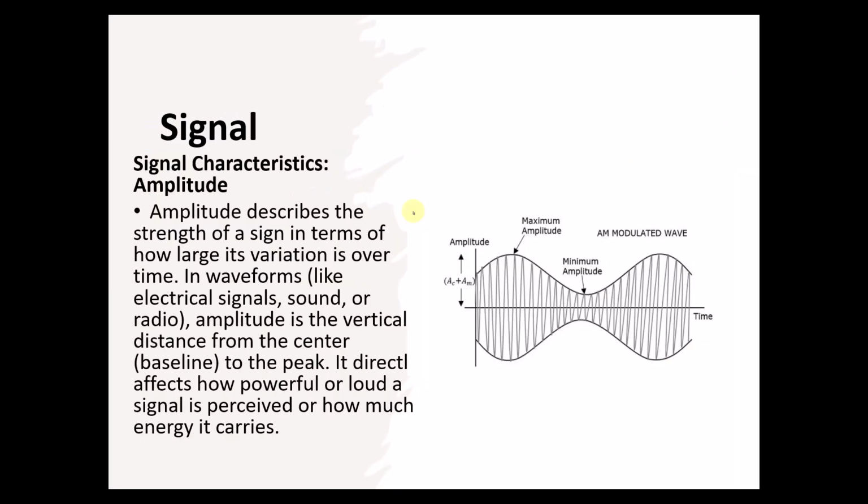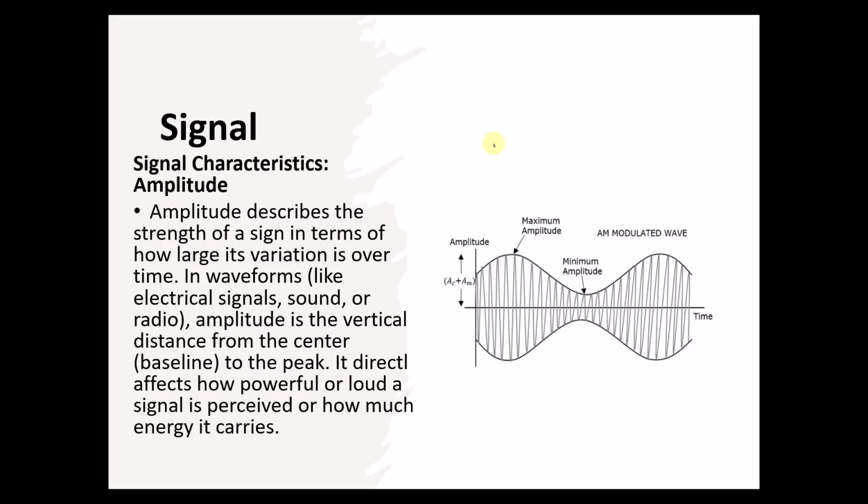Now we'll move on to the characteristics of signals. Both analog and digital signals have some characteristics. We want to look at those characteristics, and we'll be looking at 3 characteristics: the amplitude, the frequency, and the phase of a signal. Now we've been talking about amplitude in this lesson, and I said we will explain it later. Amplitude refers to the strength of a signal in terms of how large its variation is over time.